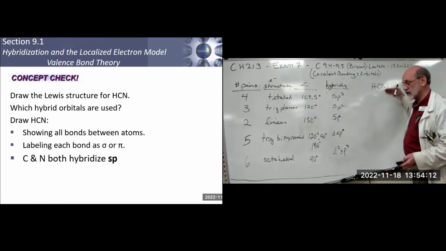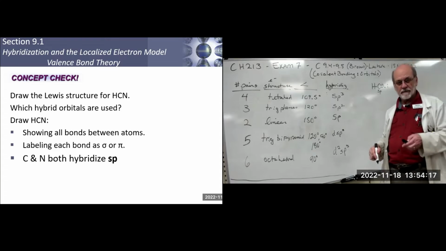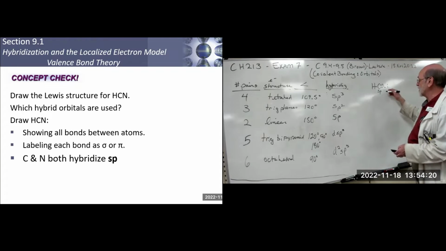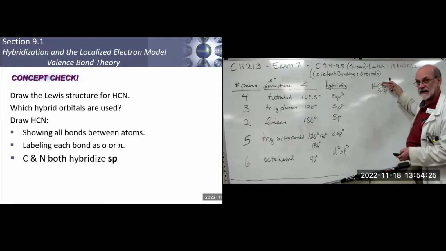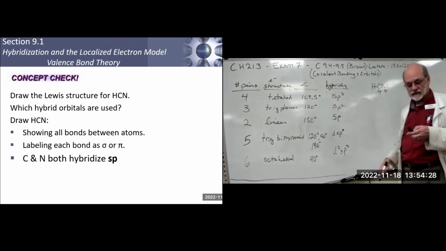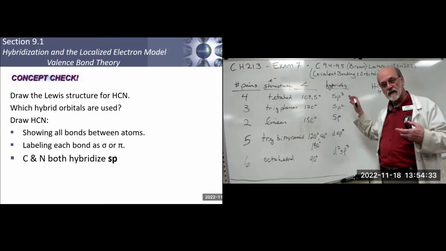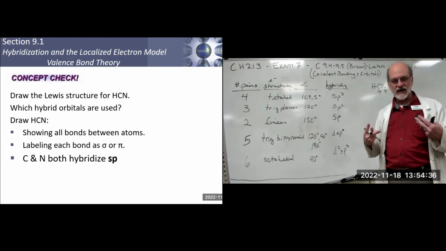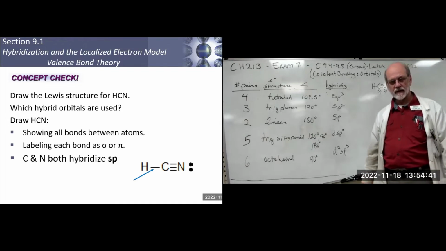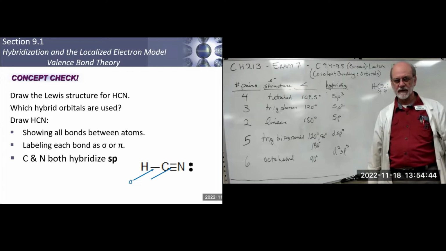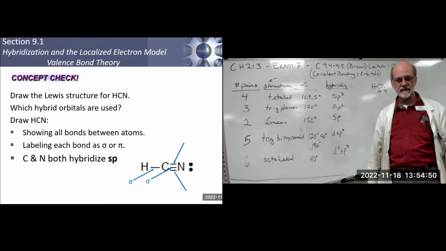So since it's a linear molecule, the hybridization is sp on the carbon. It's also sp on the nitrogen, right? Because it's got a lone pair here and a group on that side. So it's also sp hybridized. And then the unused p's from both of them are used to make two pi bonds. There we go. So there's a sigma bond. There's a sigma bond. Now we can make pi bonds since all the sigmas are taken.